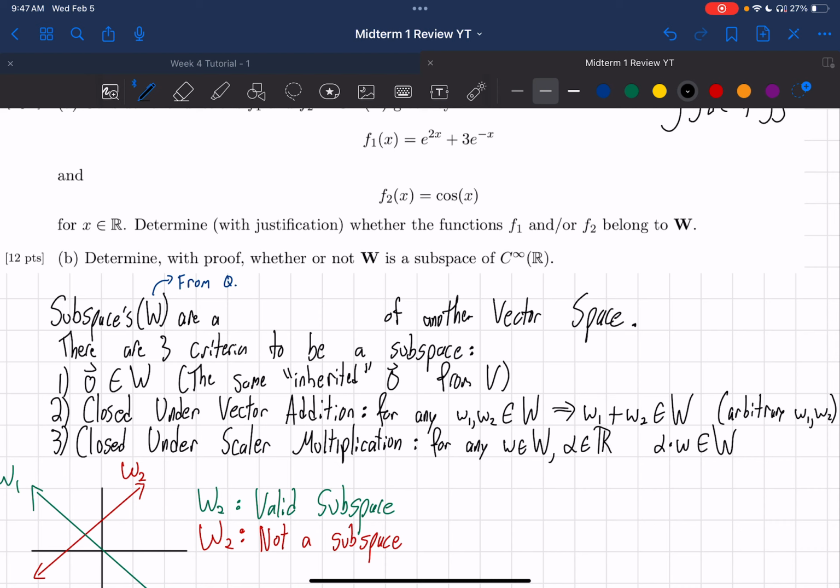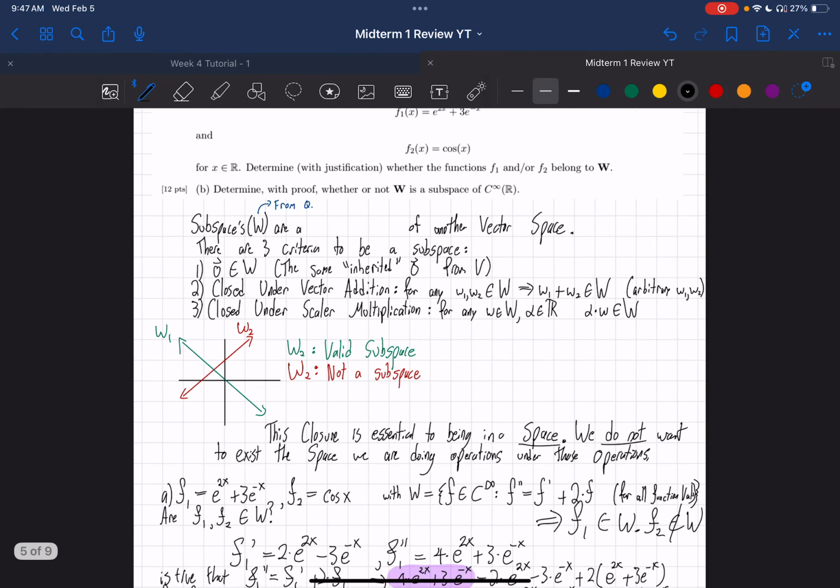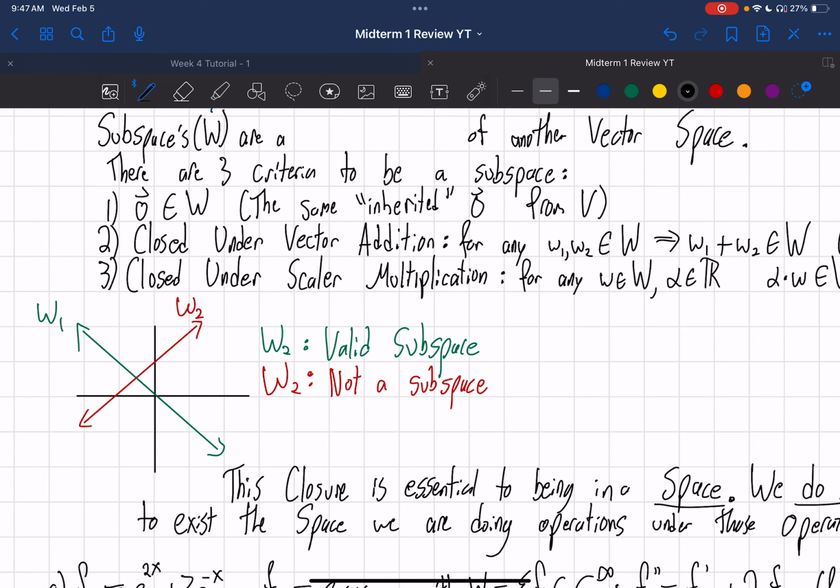The first one is: is the 0 vector in your space? And this is the same 0 vector from your original space, okay? You can think of it as this picture I drew here. So if we're in the 2D plane, if we're in R2 over here, we can take subsets of this that are just one-dimensional, like a line within the space, right? The whole idea of linear algebra is you can describe lines very well.